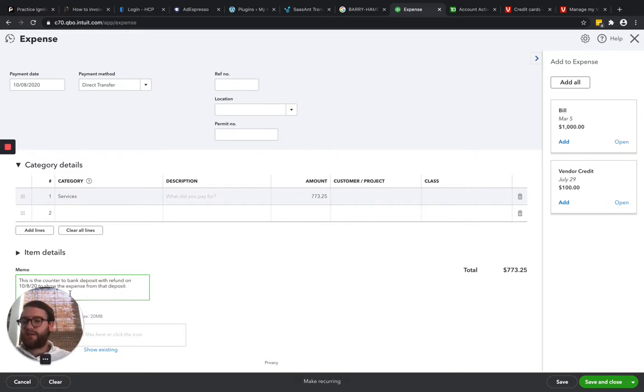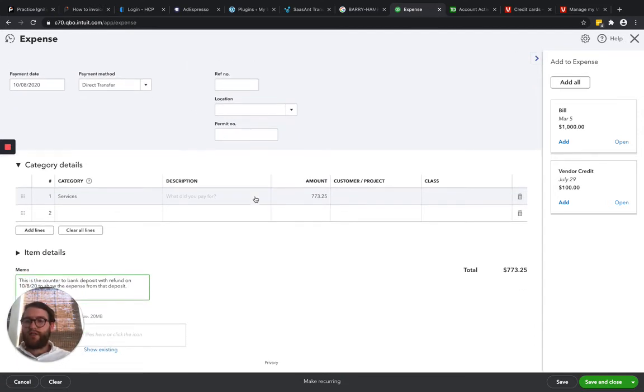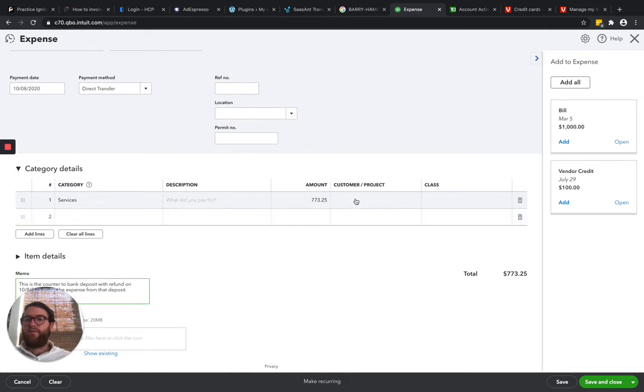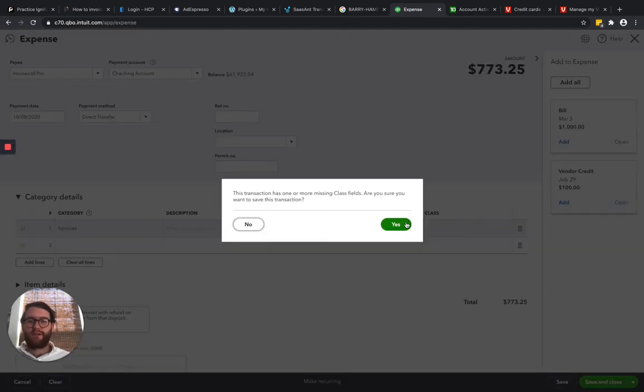Something along these lines, saying that this is the counter to the bank deposit with refund on 10-8-20, something so that you know what's going on, so that if your accountant, your bookkeeper, or someone asks you what's going on here, everyone knows. We don't need to worry about any of this information. If you want to tie it specifically to a customer, you can, but we're just going to leave it with Housecall Pro here, and then we're going to save and close this.